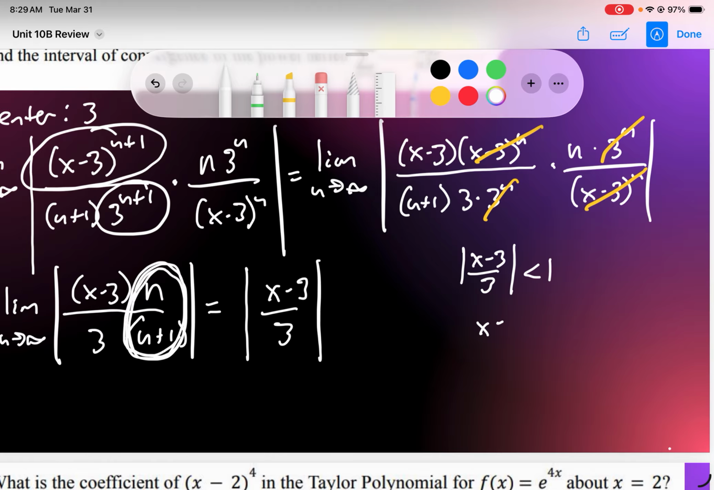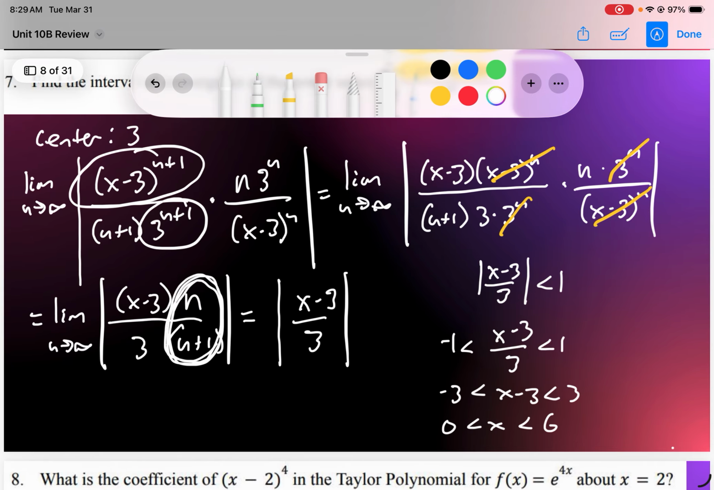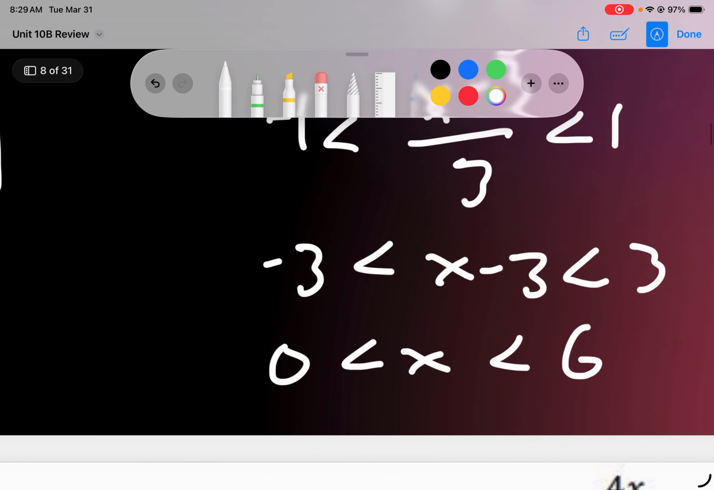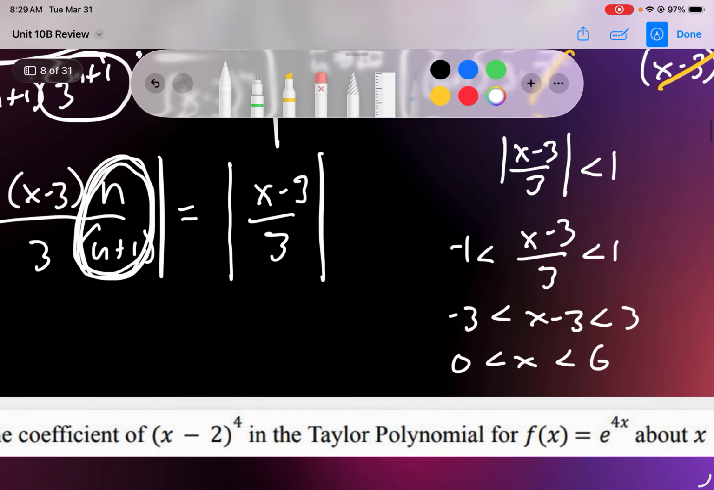So to get rid of the absolute value bars, I put this in between 1 and negative 1, multiply everything by 3, and then add 3, and I get this. So the center is 3. 3 is right in the middle between 0 and 6. If it just asks for the radius, I would find the distance between 0 and 6. Sorry, the distance between 0 and 6 is 6, divided by 2 is 3. So the radius is 3.